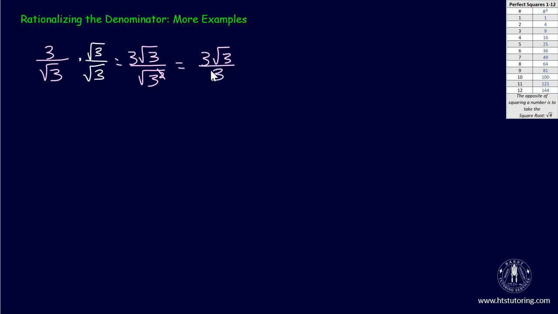3 divided by 3, well, if I simplify that, anything divided by itself is 1. So technically we say that cancels out, or it goes away, or it divides out, however you want to call it. And we're just left with the square root of 3. All right, so that was our first example.